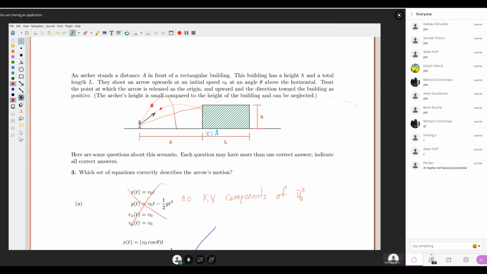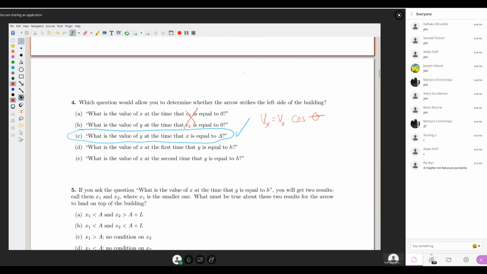Because this trajectory is a parabola, and parabolas can be a little bit complicated, you can't answer this question strictly by looking at the times y equals h. So we have to think about it a little harder. But choice C is the obvious one, right? There's only one time that x is going to be equal to a. X is going to be v naught cosine theta times t. So we figure out the time that equals a, and then we see how high it is.